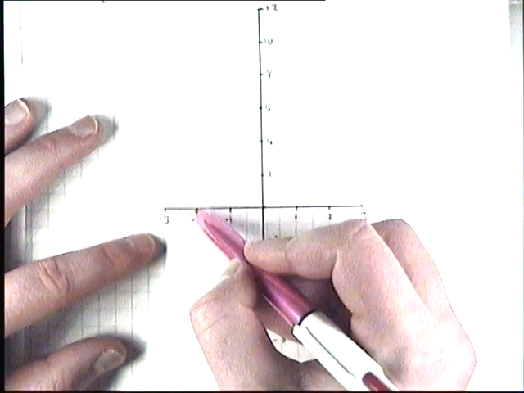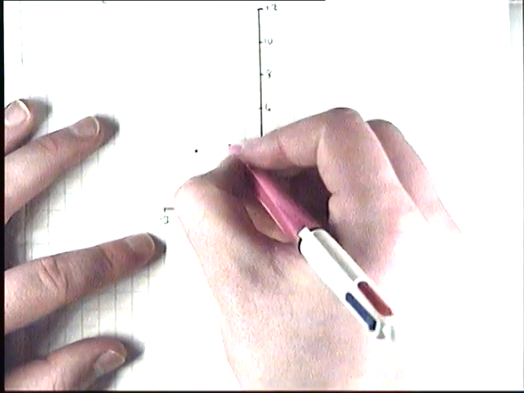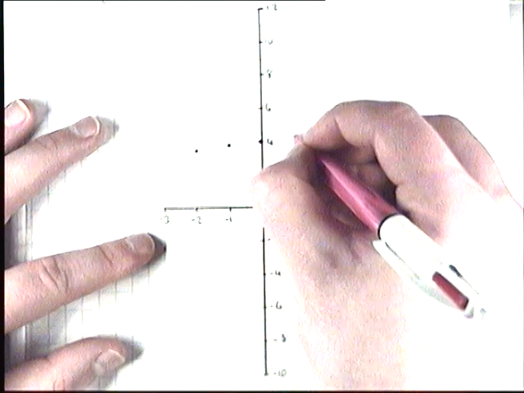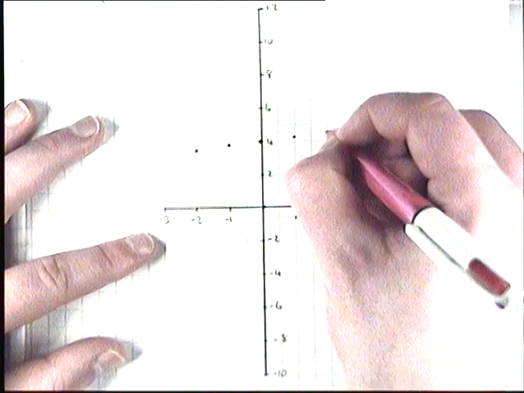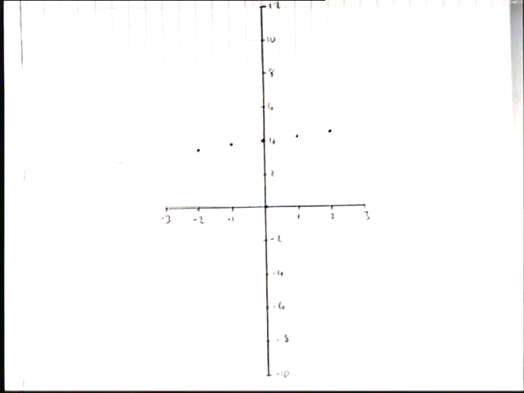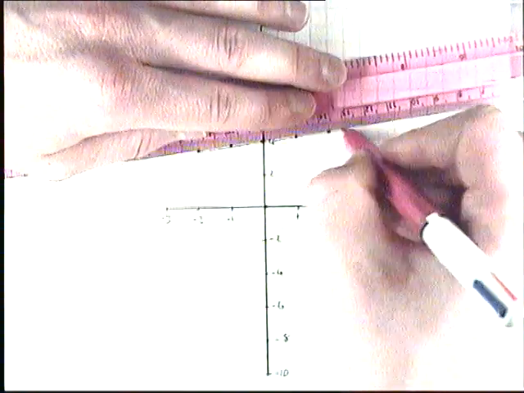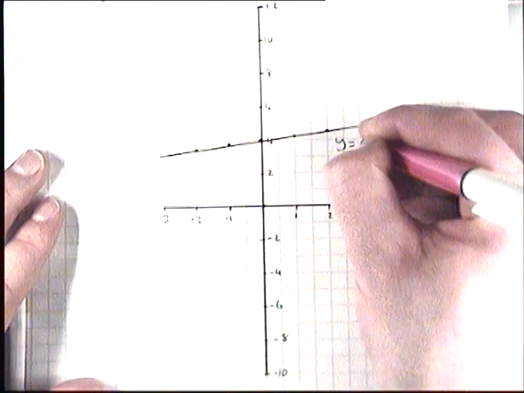So minus 2, 3.5. Minus 1, 3.75. So a little bit trickier. 0, 4. 1, 4.25. And then 2, 4.5. So again, not the best axes to plot it on, but do it as accurately as you can, all the way across your axes. So that is y equals a quarter x plus 4.